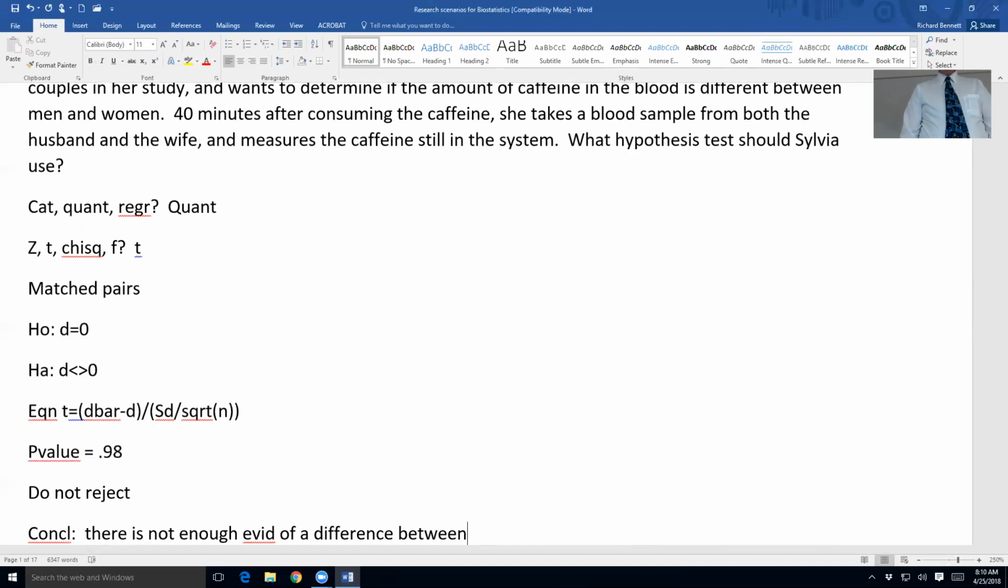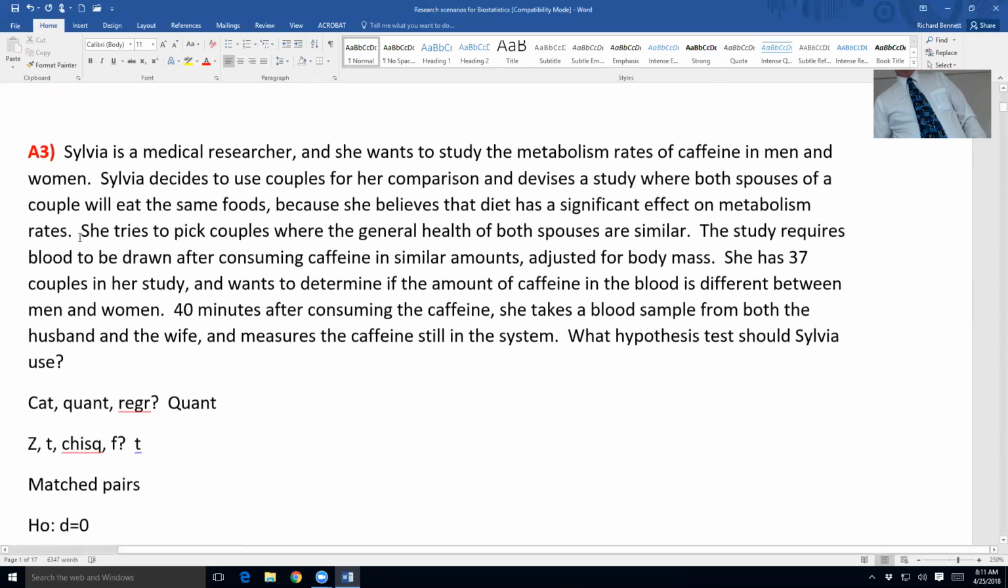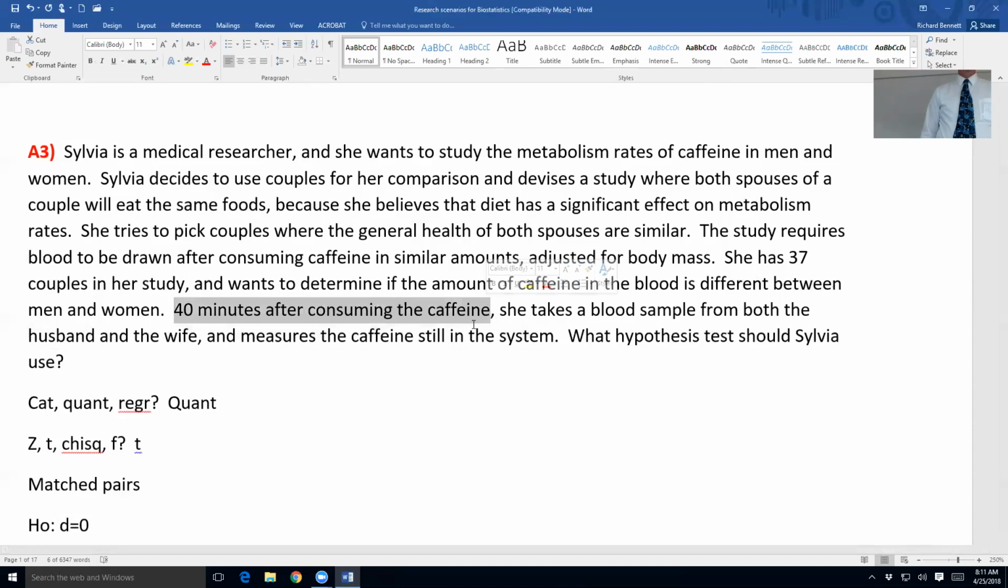See, this one's kind of weird. Does d represent difference? This one's kind of weird because it makes it sound like they want to compare the men versus the women, and they are couples, but it says that they're doing it 40 minutes after consuming the caffeine, which sounds like it's the same person twice, but they are using couples. Sounds like a really bad experiment design is what it sounds like. Sounds like something.